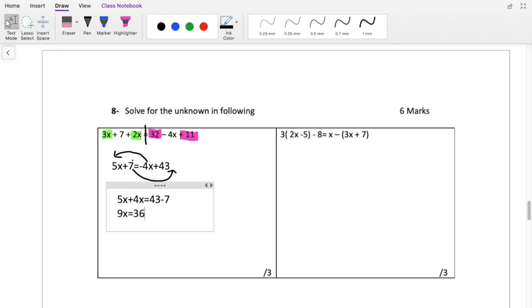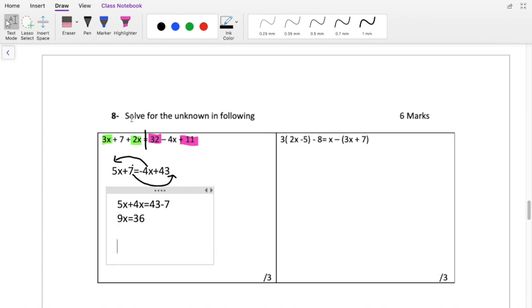equals 36. Then I have to divide by the coefficient here, so I'm going to divide by 9 on this side and divide by 9 on this side. And that's going to give me x equals 4. Even if you don't think divide by 9 on both sides, it's a 9 multiplying this side becomes a divide.